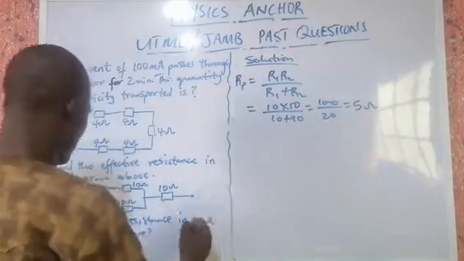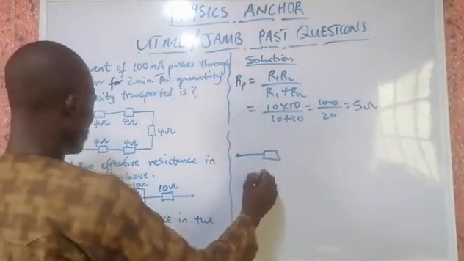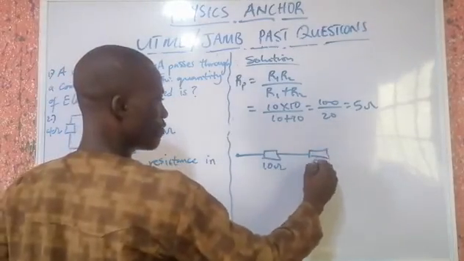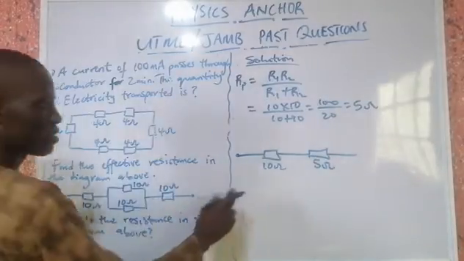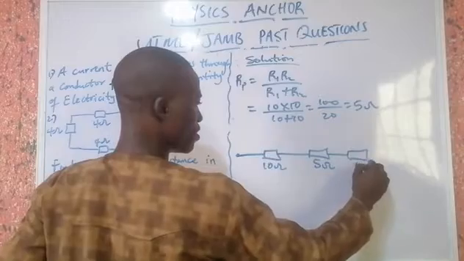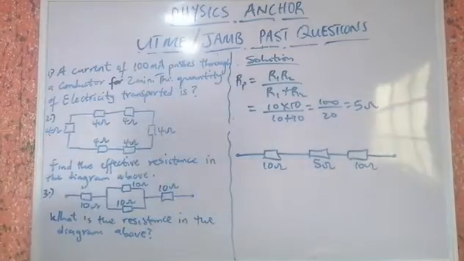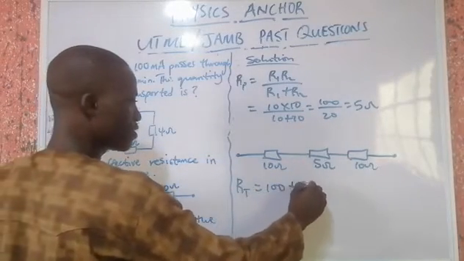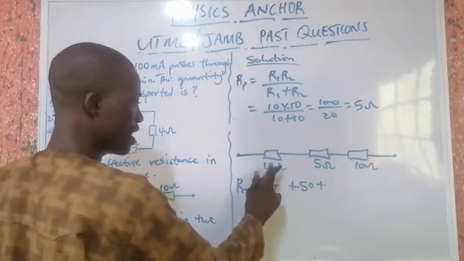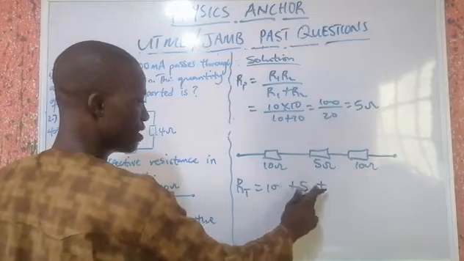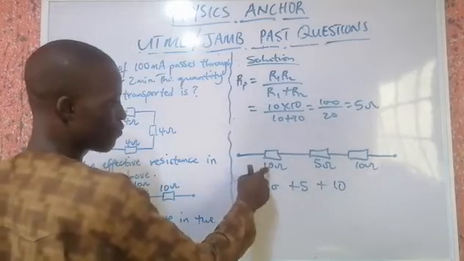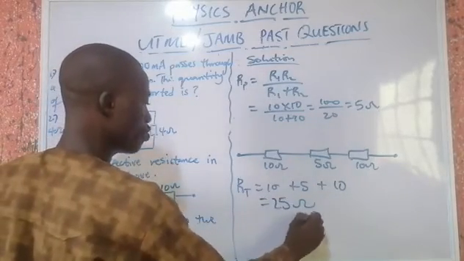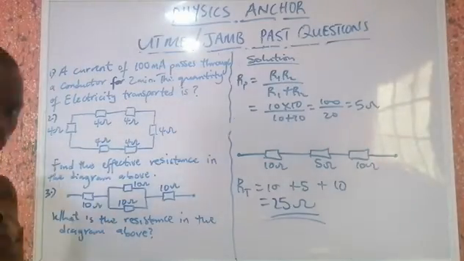So if we are to redraw this, the diagram will become something like this. 10 ohms. So these two have combined together now. They have become 5 ohms. And then this, another 10 ohms is here. So you can see that all of them now are connected in series. So for us to find the R total, simple. Just say 10 plus 5 plus 10. So 10 here plus this 5 plus this 10. So everything will give us 25 ohms. So that will be our R total.